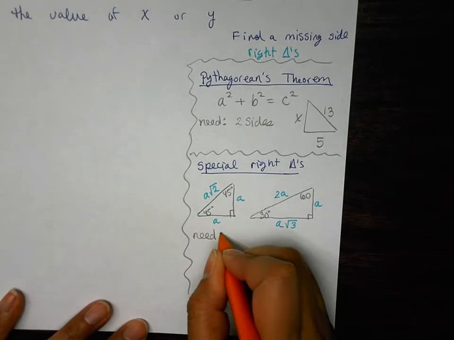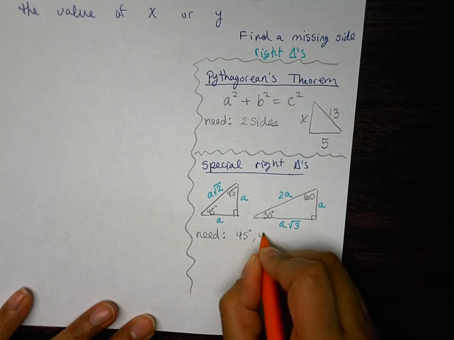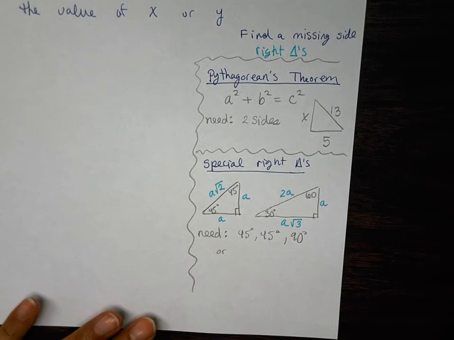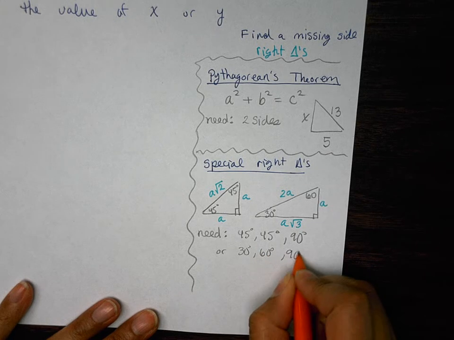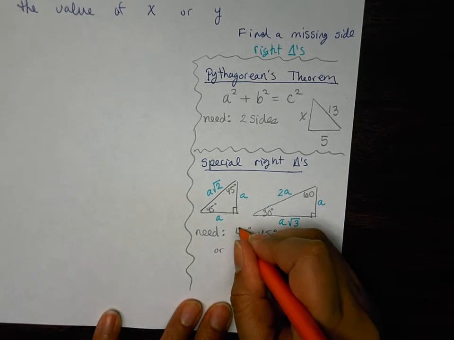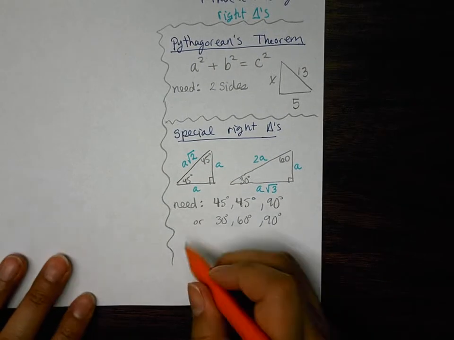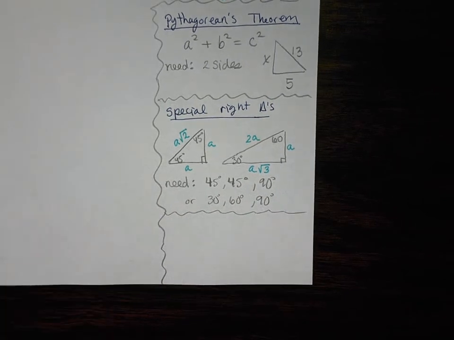Okay, so what do we need in order to use special right triangles? We need triangles that have what special angles? 45, 45, 90, or what other set of special angles? 30, 60, 90. Would a 40, 50, 90 work? No, it has to be 45, 45, 90 or 30, 60, 90. Okay, questions?